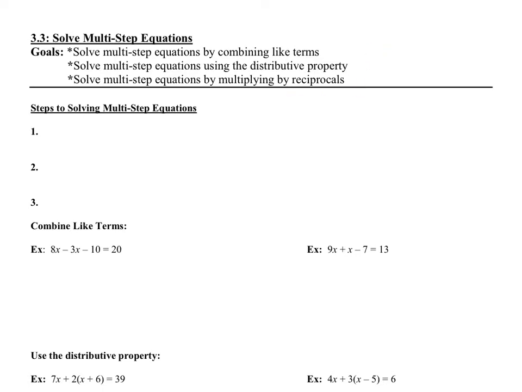The most important thing when solving multi-step equations is that you need to simplify everything that you can on both sides first. This is the absolute most important thing. So you want to look for: are there like terms, can I distribute, what can I do on one side of the equal sign before I start to isolate my variable. So this is before you even start to isolate the variable.